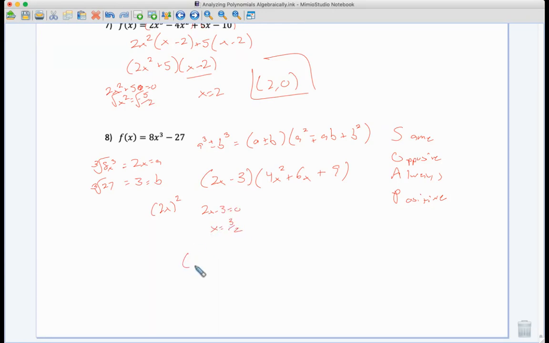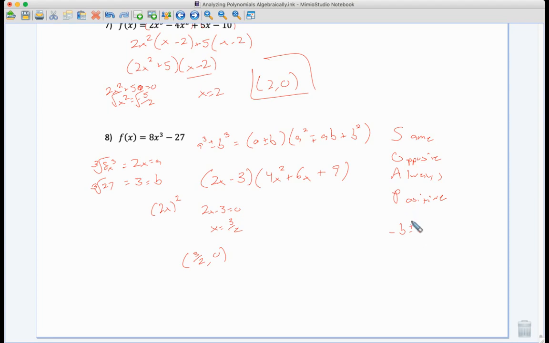So my first x-intercept would be 3 over 2, 0. But the second one, you'll notice that it looks a little complicated. You actually won't be able to factor this out. Anytime you're working with the sum or difference of perfect cubes, you'll never be able to factor out the second set of parentheses. So the best we can do is to plug it into the quadratic formula.